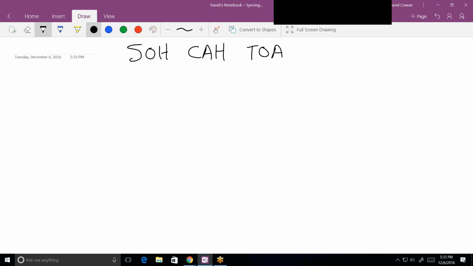Okay? So start there. And then you have a 30-60 right triangle. You've been dealing with this triangle for years. And you have a 45-45 right triangle. You've been dealing with this triangle for years. What you have to memorize is their side lengths.